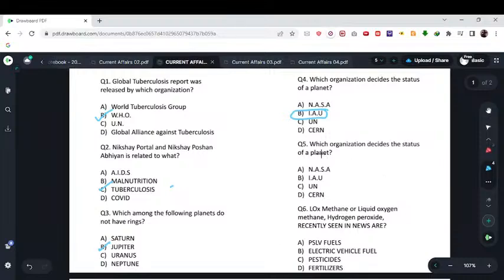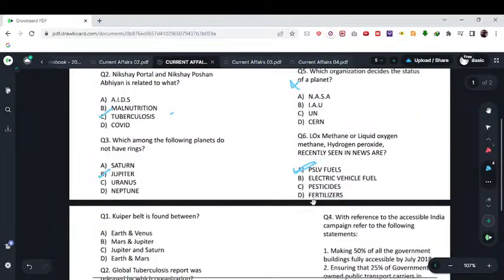Next, which organization decides the status of a planet? I think this has been repeated, so we'll leave this. Next, liquid oxygen, methane, or liquid oxygen, hydrogen peroxide recently seen in news are, these are PSLV fuels. We had studied this in our first lecture.